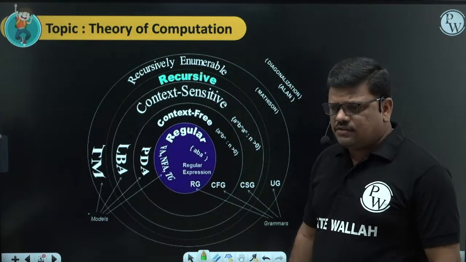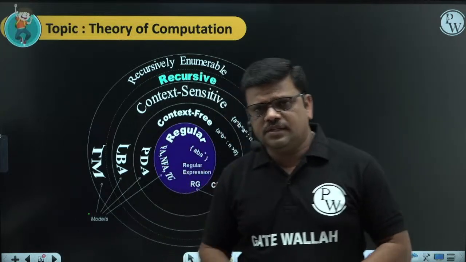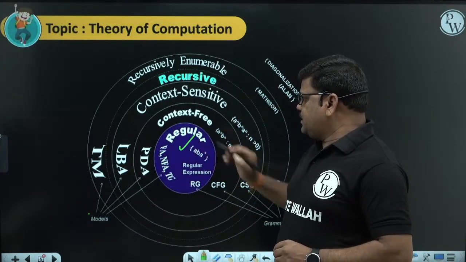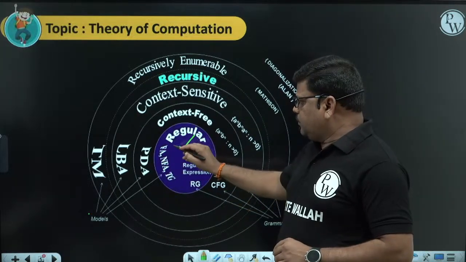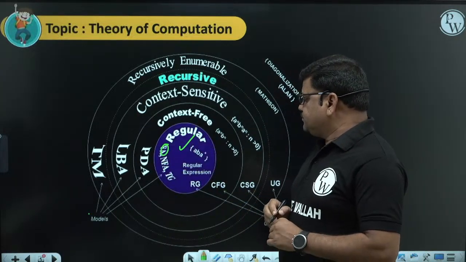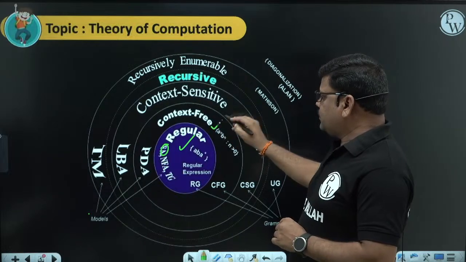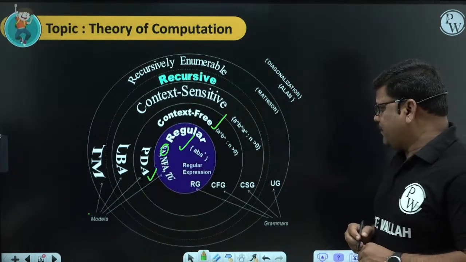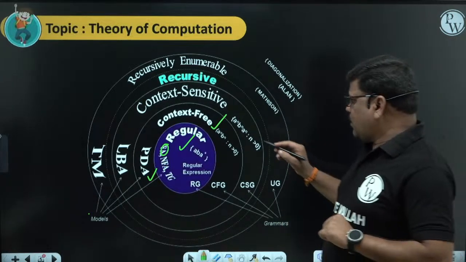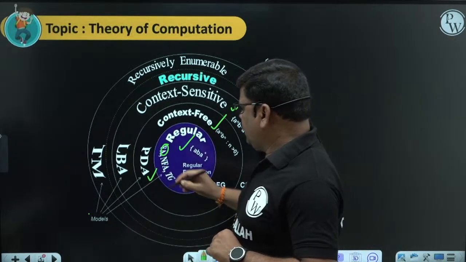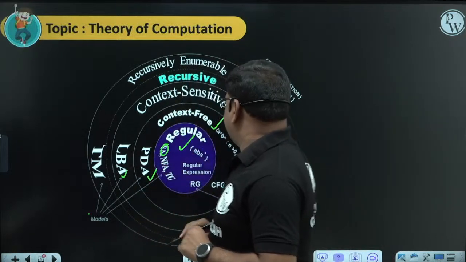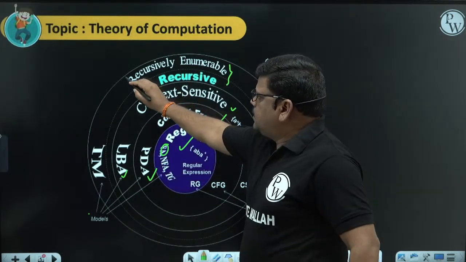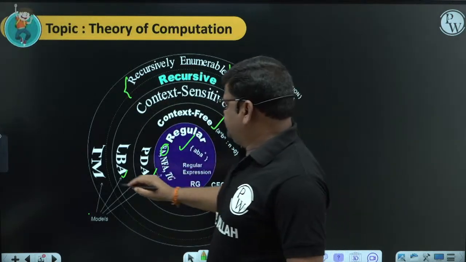Theory of computation is all about the study of 4 languages and 4 automata. What are those? First one is regular language, its automata is finite automata. Second one is context-free languages, its automata is push-down automata. Third one is context-sensitive languages, its automata is linear bounded automata. Next one, recursively enumerable languages, and the corresponding automata is Turing machine.